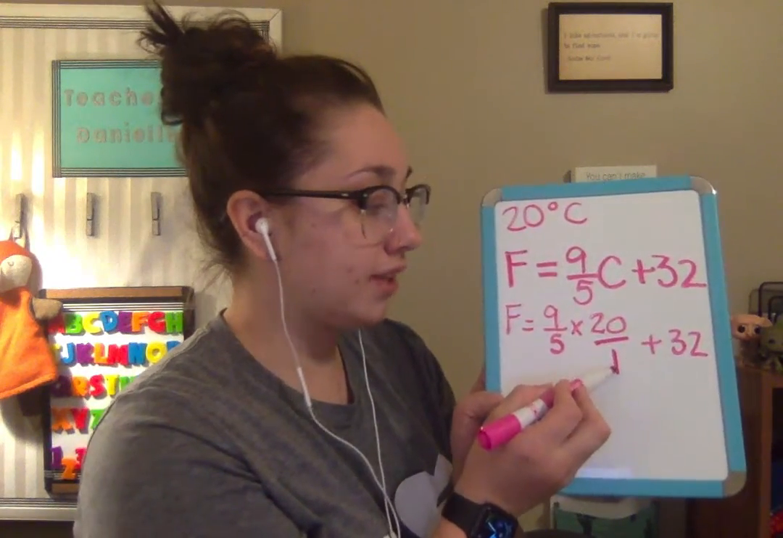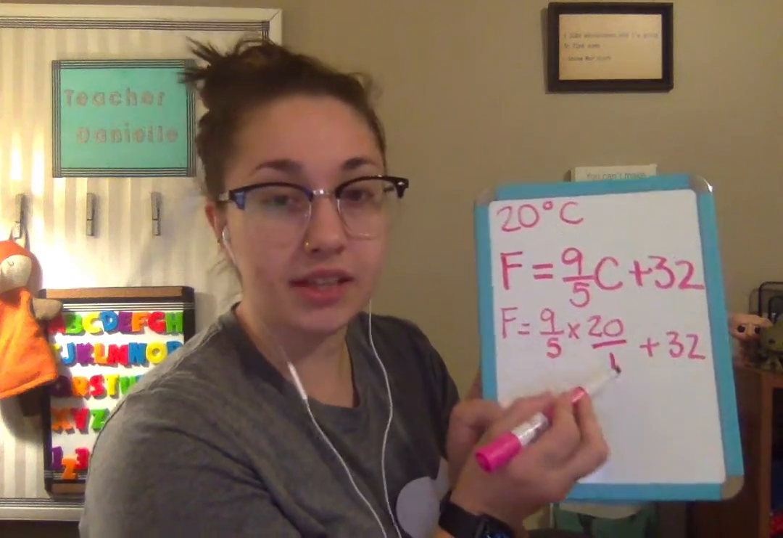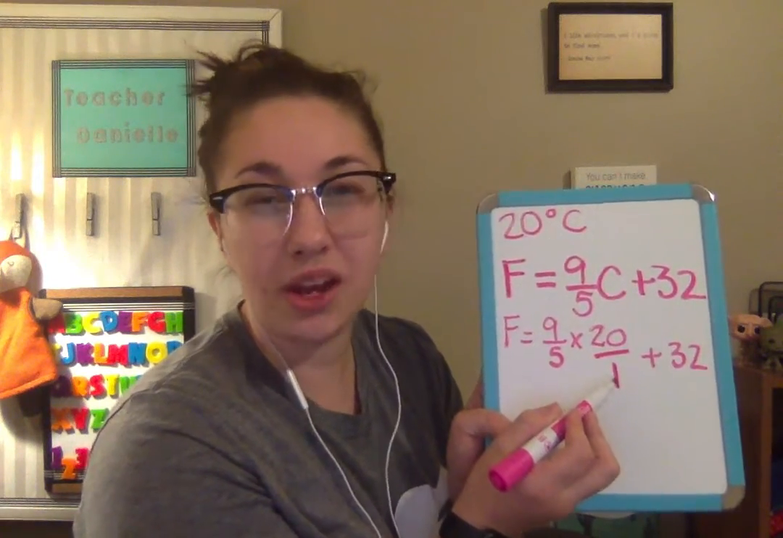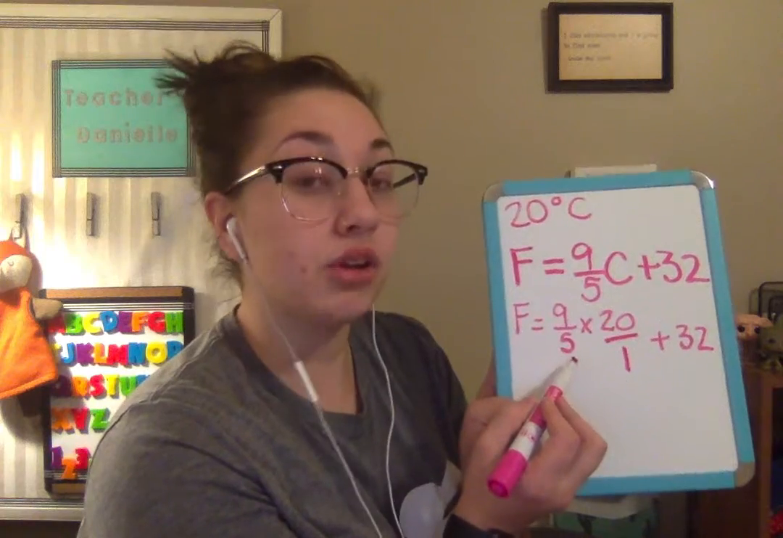So I know that I have a 1 and a 9. I can't cancel this out any smaller because this is a 1. I can't go lower than 1. I can go lower than 5, though.